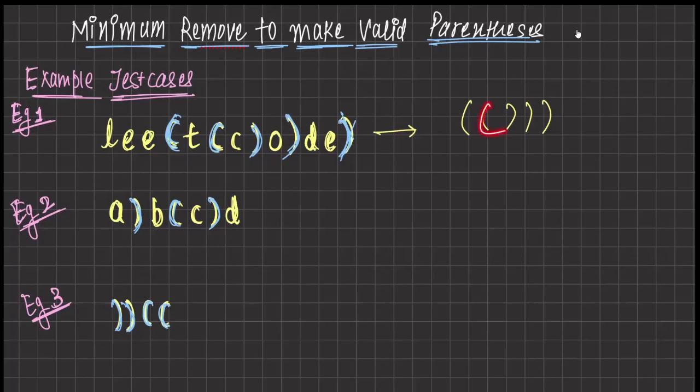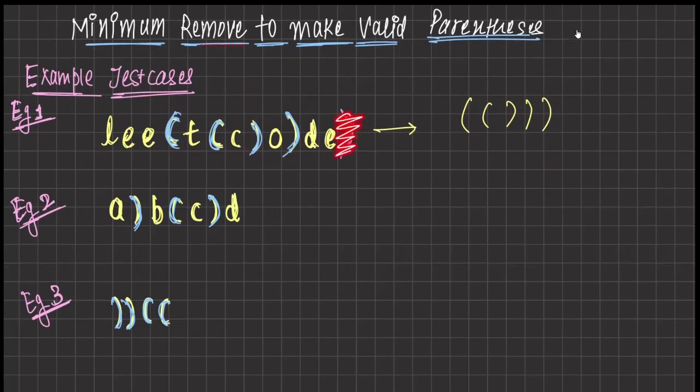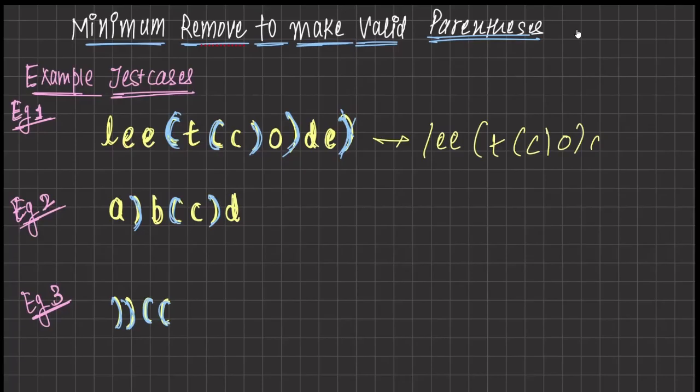Now we can see this is a complete pair. This is also a complete pair. This is extra, so we can remove it. Now these two can also be taken, or these two, or these two. But for simplicity, whichever comes first, we will take it, right? So we can remove it. In this way, the answer will be LEE, bracket T, bracket C, bracket O, bracket DE. So we have removed this part, right?